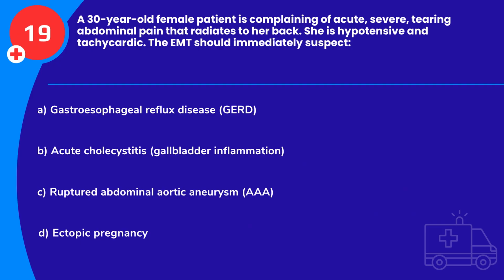Question 19. A 30-year-old female patient is complaining of acute, severe, tearing abdominal pain that radiates to her back. She is hypotensive and tachycardic. The EMT should immediately suspect A. gastroesophageal reflux disease, B. acute cholecystitis, gallbladder inflammation, C. ruptured abdominal aortic aneurysm, AAA, D. ectopic pregnancy.